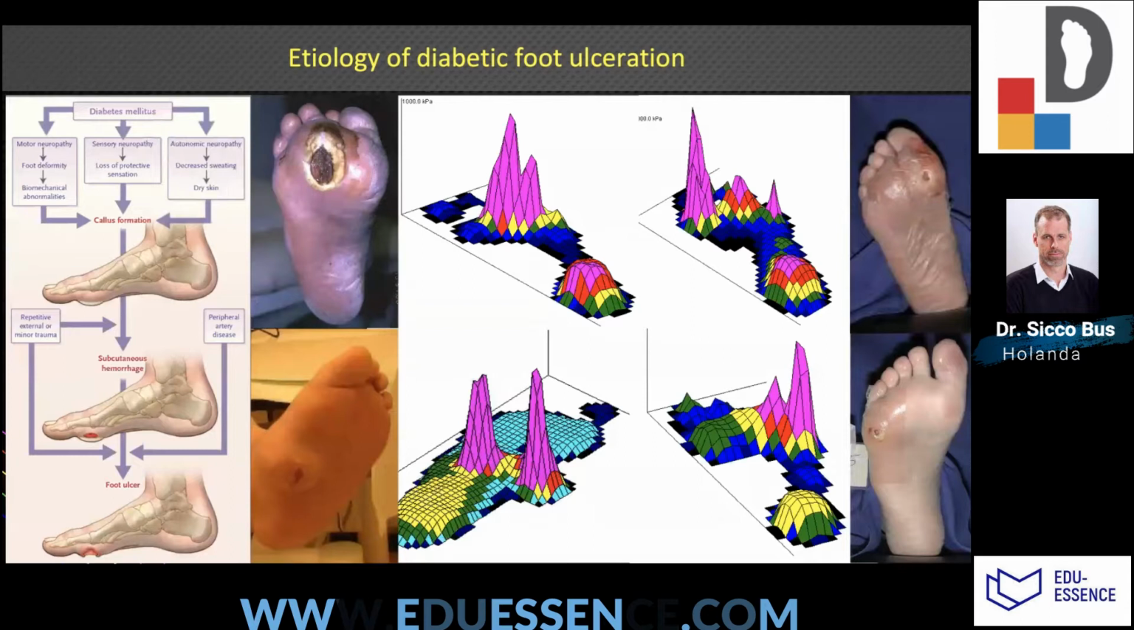High mechanical stress plays a pivotal role, as is shown by these examples, where the location of the high pressure, shown in pink, corresponds with the location of the foot ulcer in patients who have diabetic neuropathy.